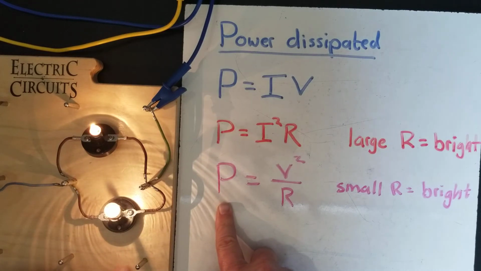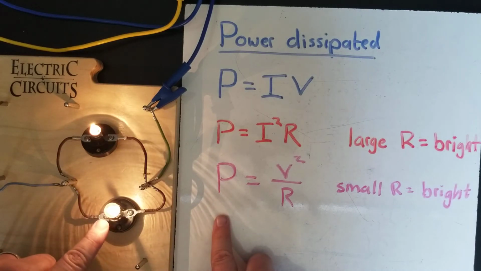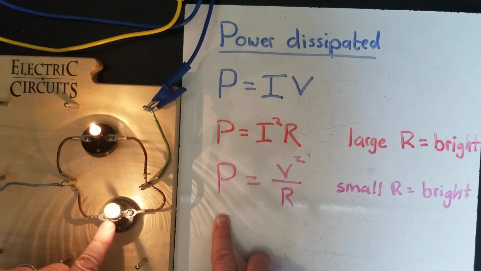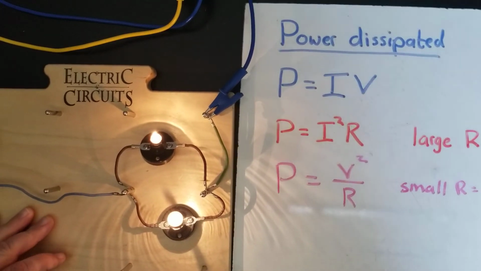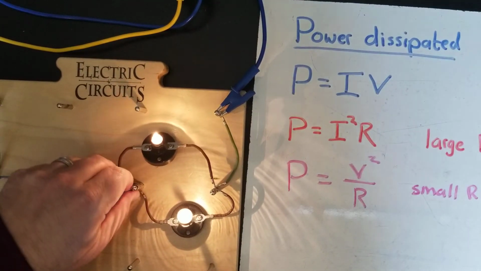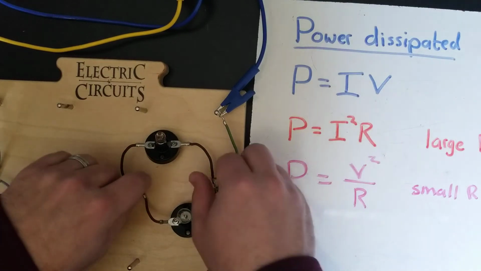And so here's the rub. This one is not always going to be brighter. I can say that this one has a lower resistance, but it's not always going to be a brighter light bulb. So what happens if I take these and put them in series with each other?